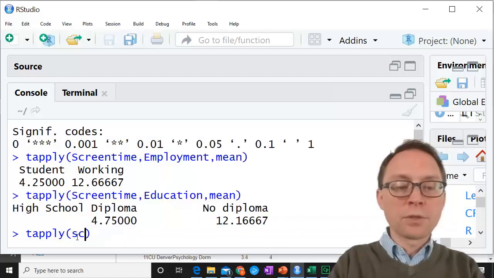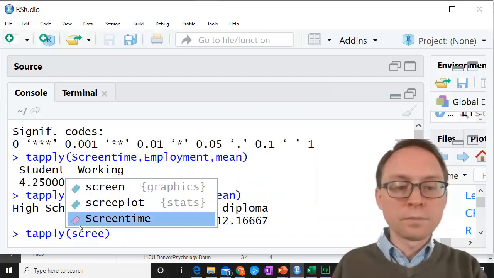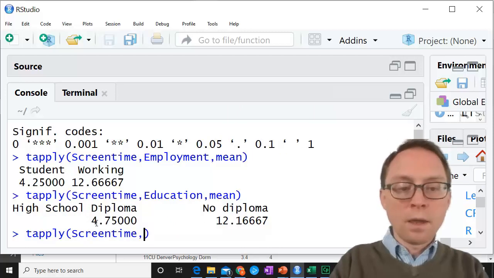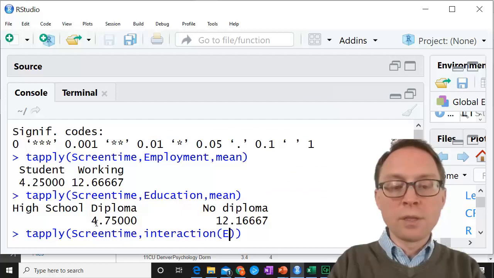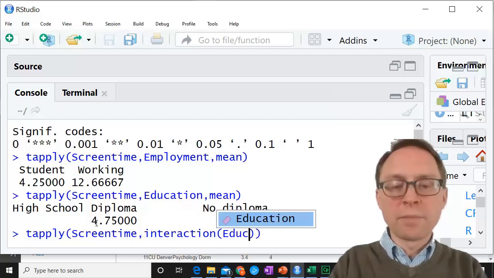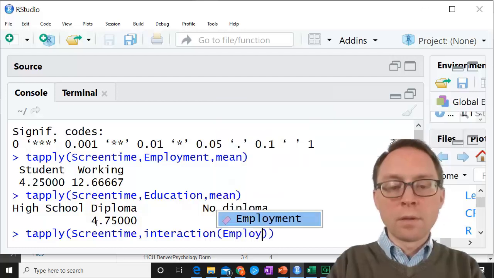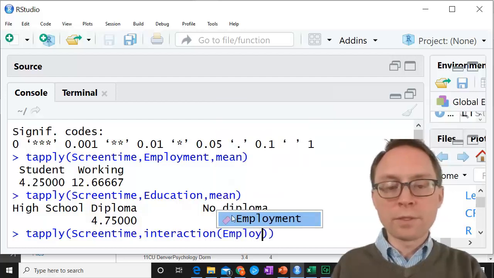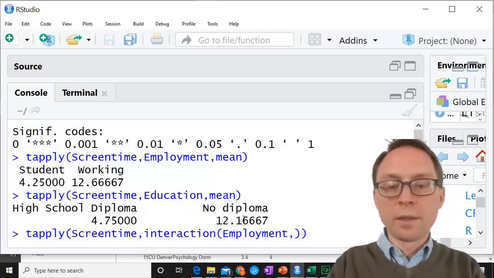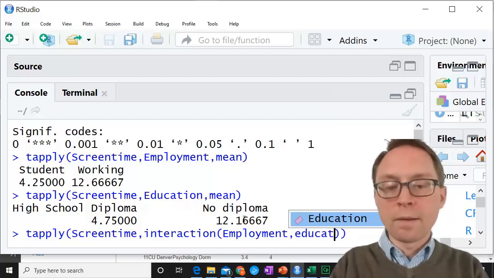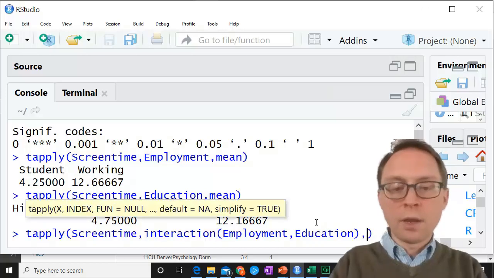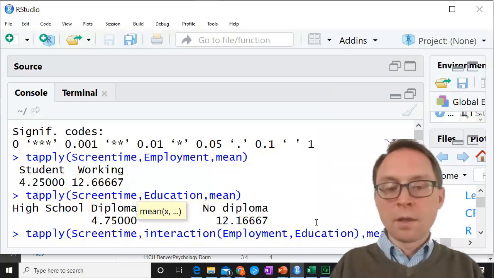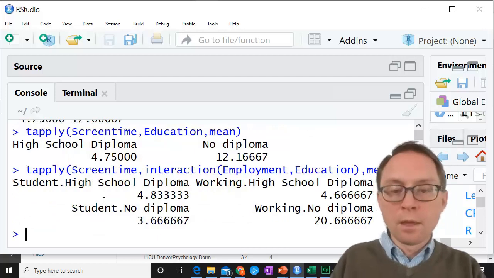T-apply, screen time, comma, interaction. And what's in my interaction? Employment, education. Let's keep them in the same order so we don't, employment first, technically doesn't matter. And education, and I want you to tell me the mean. When I do that, here's what I get.